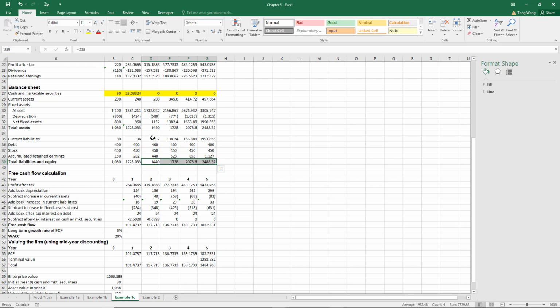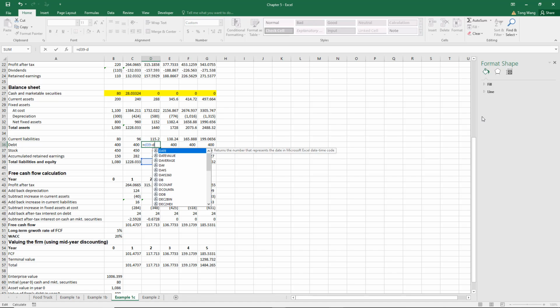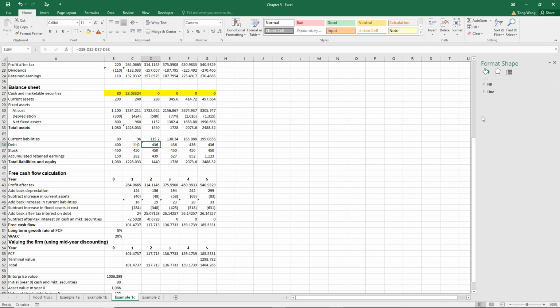Again, using these numbers, the sum of these numbers won't be equal to the total. That's because we need to change the debt number. The debt number is going to make the balance sheet work out. That's going to be equal to D39, which is the total, minus D35 minus D37 minus D38. You need that much debt so that your total asset value can be equal to this number. Then copy paste the formula to the other columns. This is going to be your new debt level going forward.